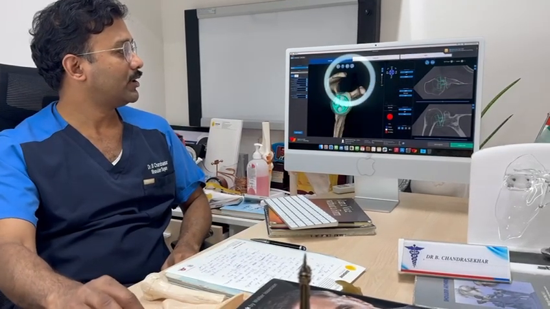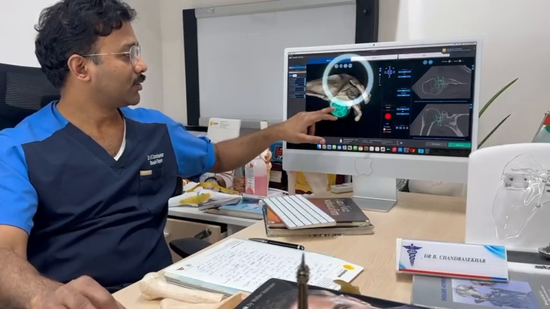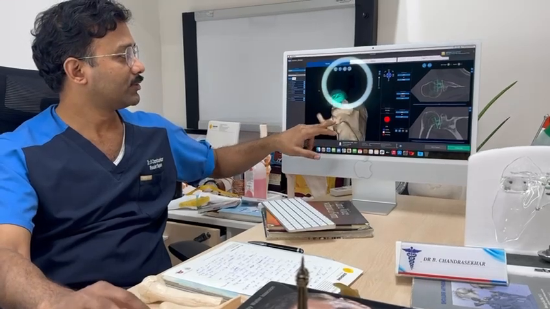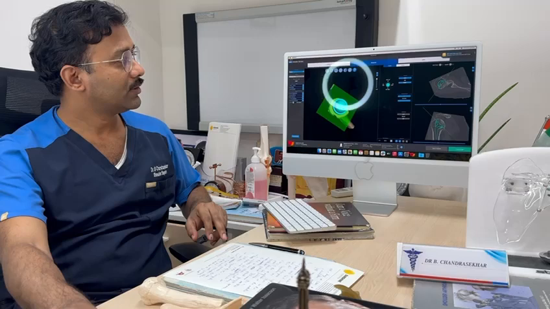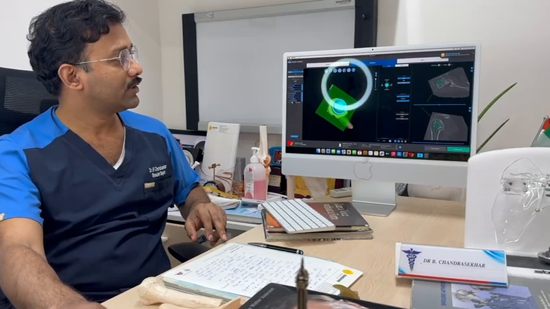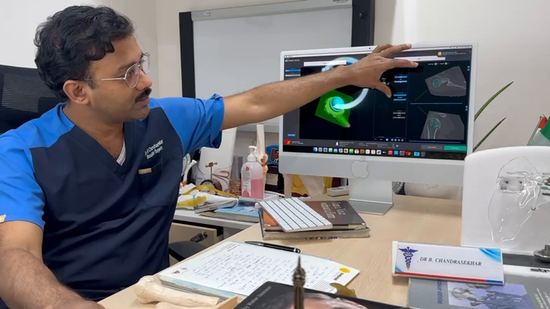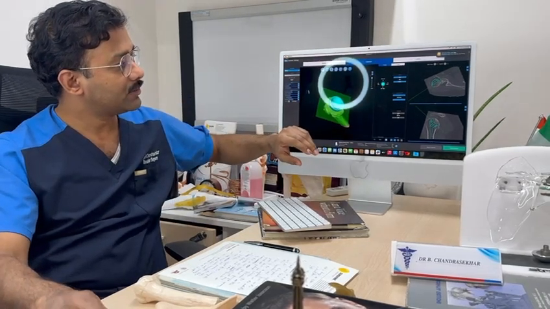I can check on the computer what is the best possible position or the best possible size of the implant that is suitable for this particular patient. Similarly, on the other side of the joint, I can do that. Here, I can change the degree or angle. I can change the height.